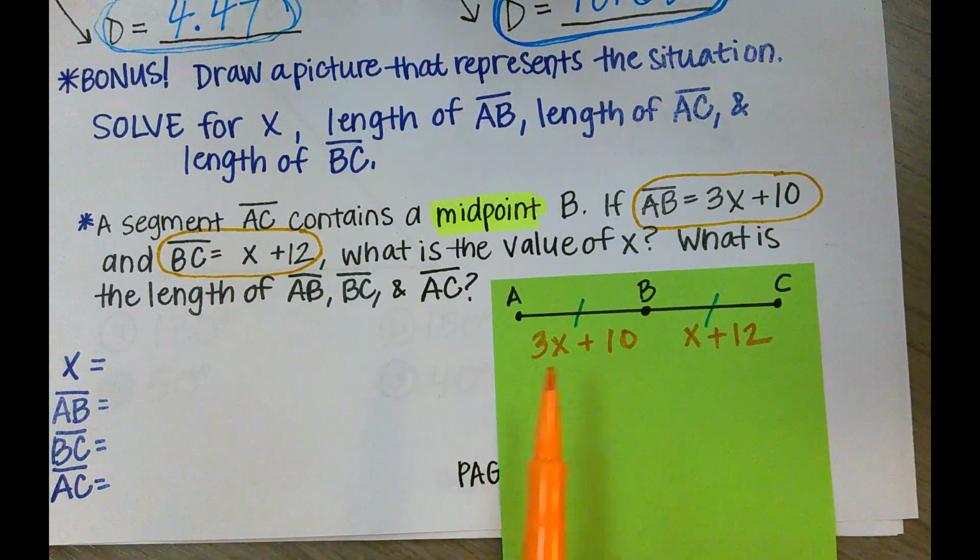So the difference between this and something like our segment addition postulate is normally we're given values and a total length. I don't know the total length, but I do know, based off of some markings that I put on my picture, how these values are related to each other. We still need to make an equation first.